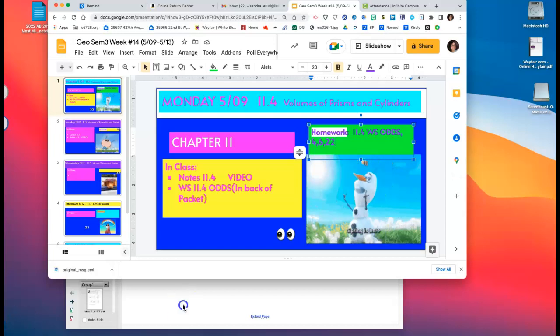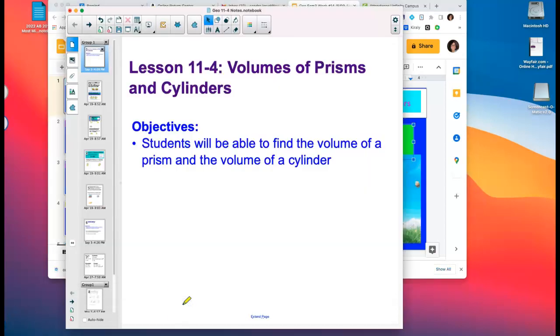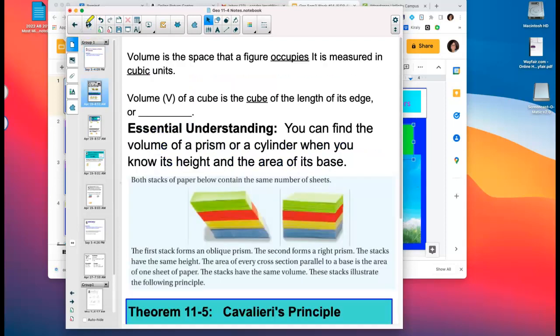Notes for 11.4, I guess it's Monday the 9th. We're going to be finding volumes of prisms. Remember, those have two parallel bases. They're always the non-rectangles, unless it's a box. And our cylinders, which have two parallel bases that are always circles. We're going to be finding the volume of these guys.